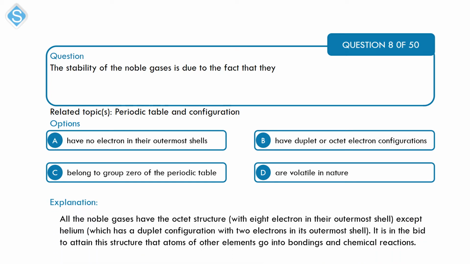Okay, so all the noble gases, we also call them the rare gases, they are also called the inert gases. They have the octet structure, meaning that they have 8 electrons in the outermost shell, except for helium, which has a duplet configuration with 2 electrons in its outermost shell. So that makes option B the correct option.